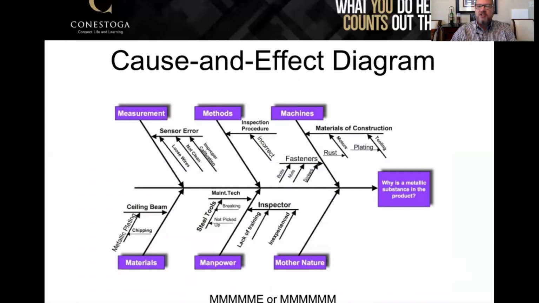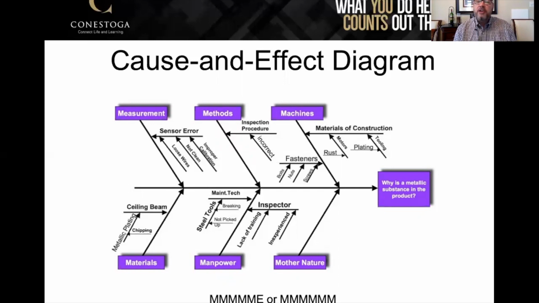The next one is the cause and effect, or Ishikawa. And Ishikawa is meant for when you get to the point where you know what the issue is, but you just don't know what's causing it. Because what you want to go after is root cause, not symptoms. So with an Ishikawa, you start at the head and you put in the problem. So in this case, like, why is a metallic substance in a product? Because presumably it's not supposed to be there, right?